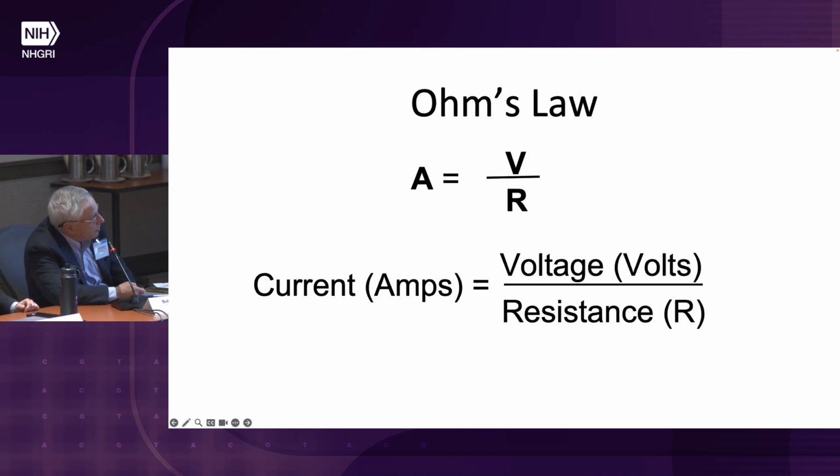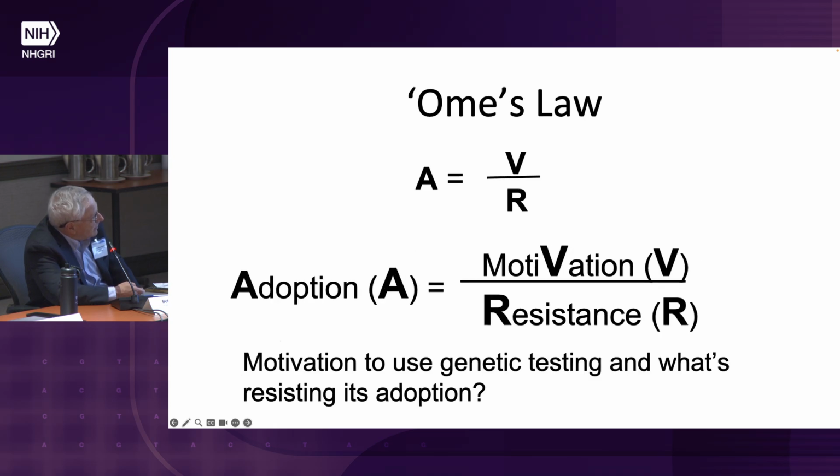So everybody knows Ohm's law. The current in amps is equal to the ratio of the voltage, or volts, to the resistance, R. That's Ohm's law. This is Ohm's law, where A is adoption, V is motivation, and R is resistance. So I'd like to talk about motivation and resistance.